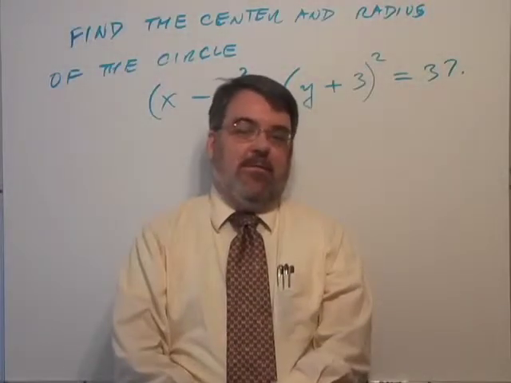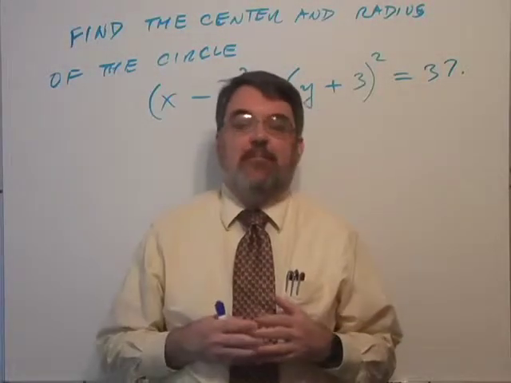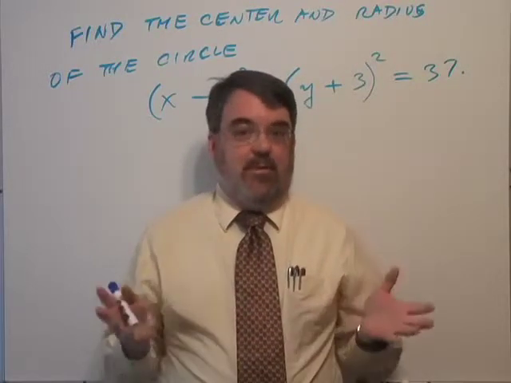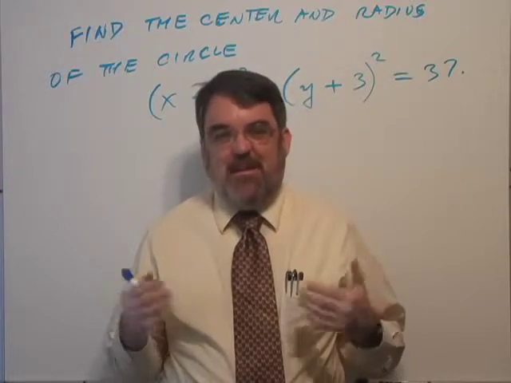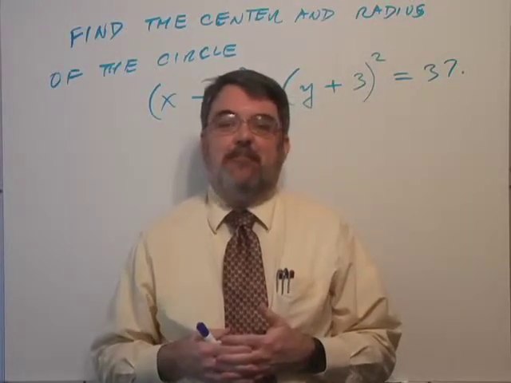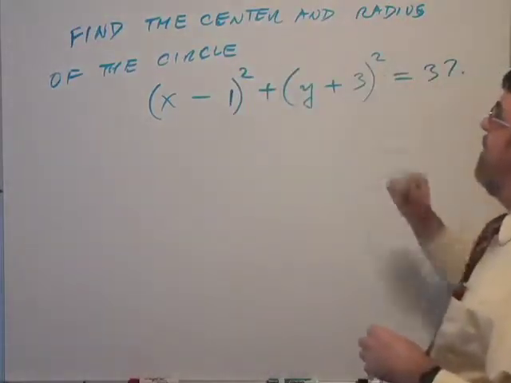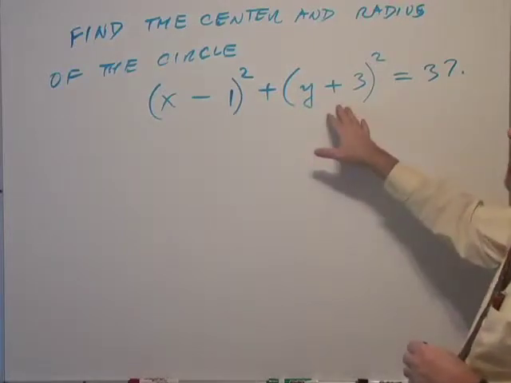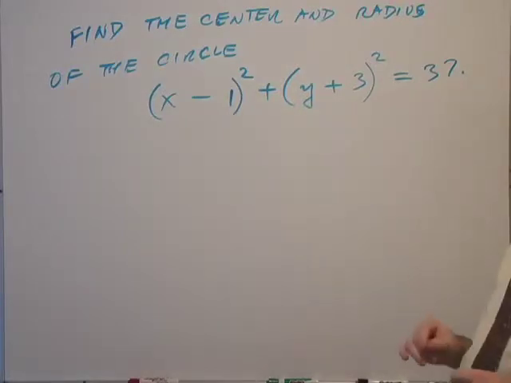In this video, I want to apply what we just learned about the equation of a circle, which we built from the Pythagorean theorem, applying the Pythagorean theorem in distance, and see what we can figure out. Find the center and radius of the circle (x - 1)² + (y + 3)² = 37.